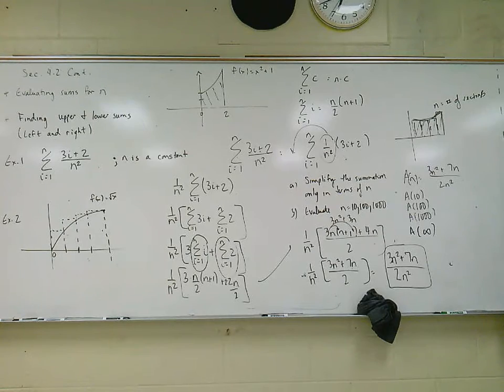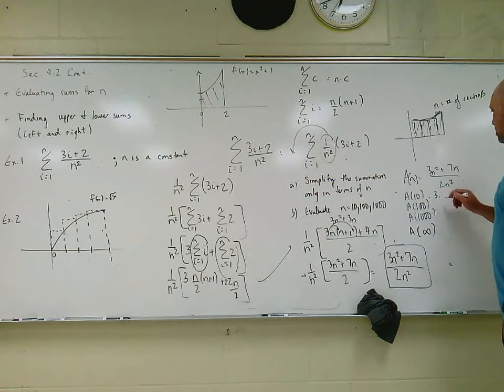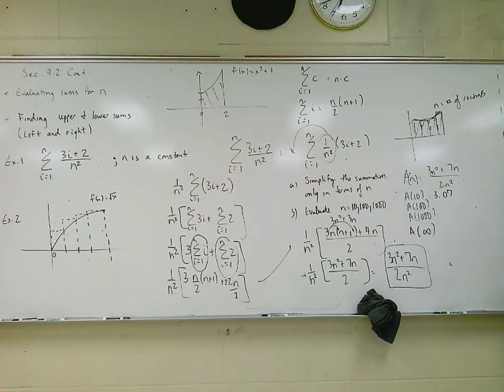All right, what do you get for 10? I have 3.07. Give me more decimals. I probably messed up. I don't think that's right. Plug in a 10. That's 300, that's 70. 370 over 200. What do you get? 1.85. All right, there's that.